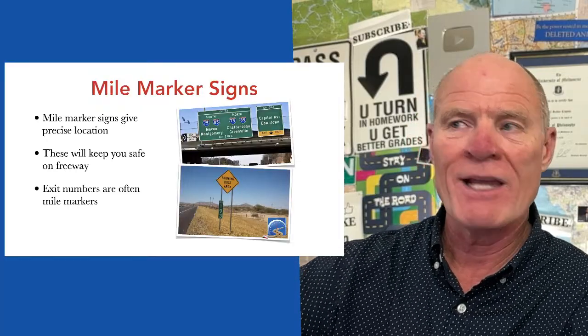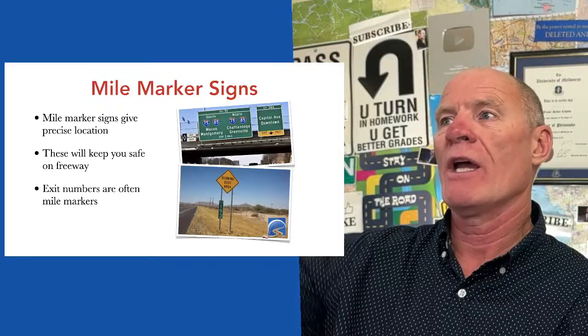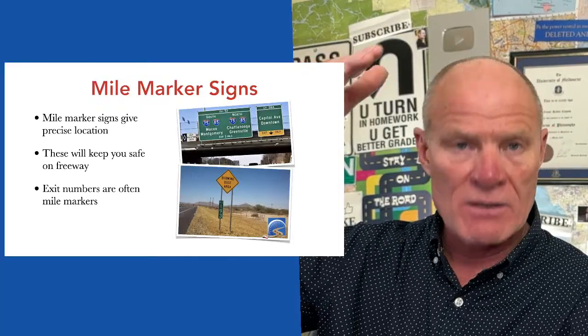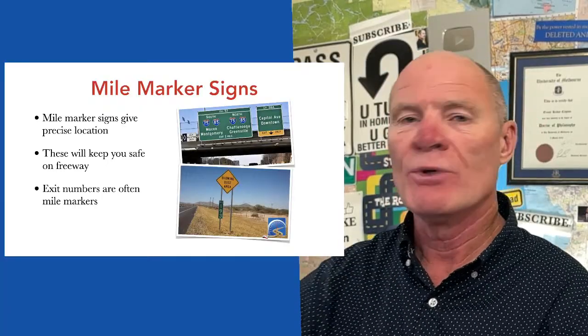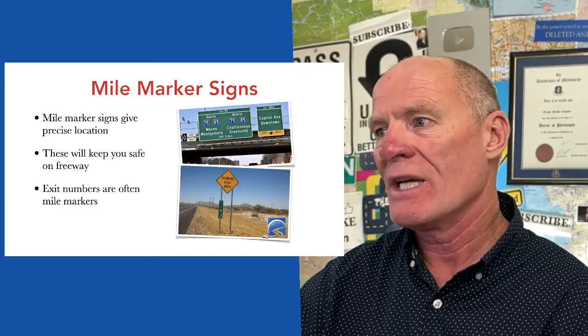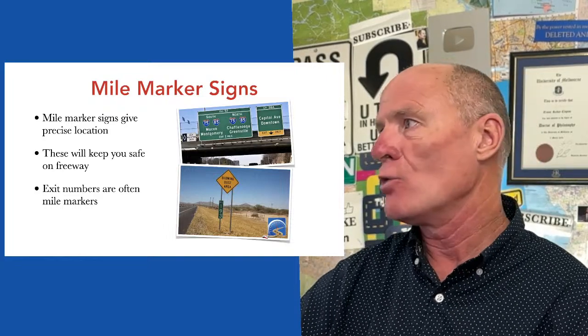Now you're going to start paying attention to the exit numbers and going, okay, I got 2 more miles, 3 more miles, I got another mile up the road, half a mile, and then I'm going to get off the roadway. So it'll help you and keep you safe on freeways, interstates, and state roads in the U.S.